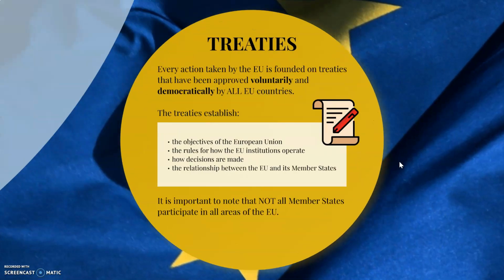Every action taken by the EU is founded on treaties that have been approved voluntarily and democratically by all EU countries. The treaties establish the objectives of the European Union, the rules for how the European Union institutions operate, how decisions are made, and the relationship between the EU and its member states. As far as this last point is concerned, it is important to note that not all member states participate in all areas of the EU.